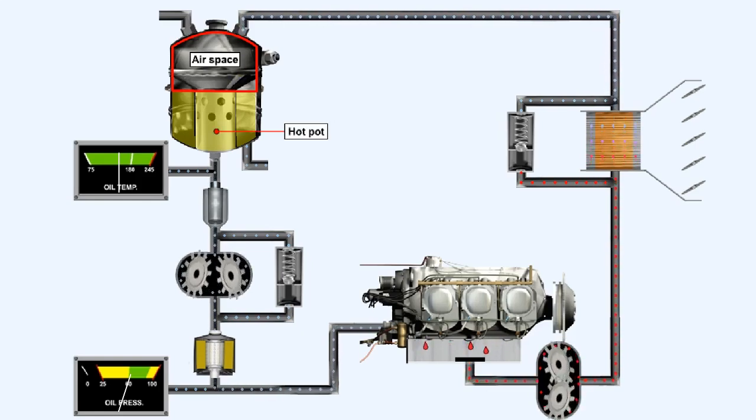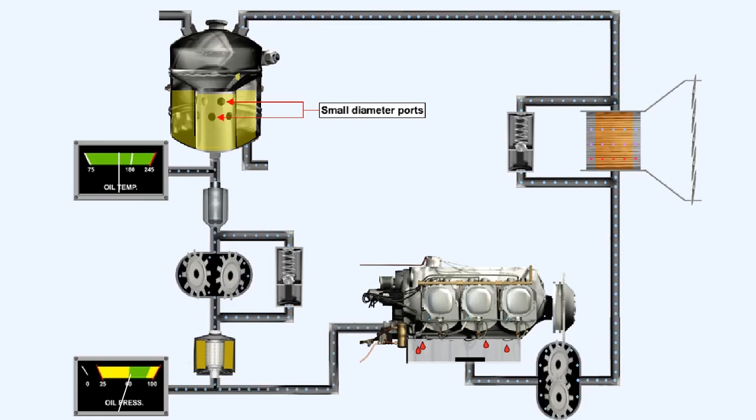The hot pot forms a separate compartment within the oil tank. Its purpose is to reduce the time taken to raise the temperature of the oil when starting the engine from cold, by restricting the quantity of oil in circulation when the oil is cold and viscous. The hot pot consists of a cylinder of metal fitted above the oil outlet to the engine. The oil must pass through the hot pot to reach the pressure pump.